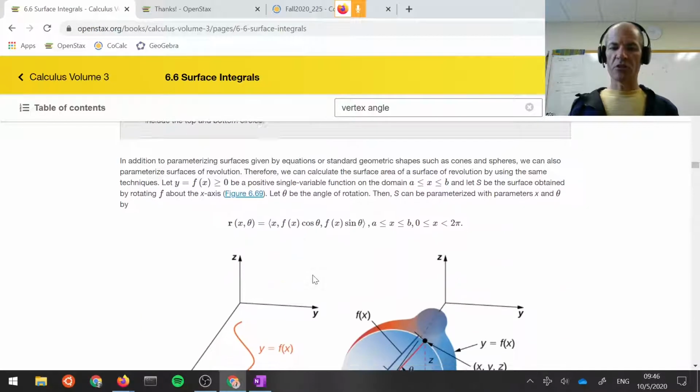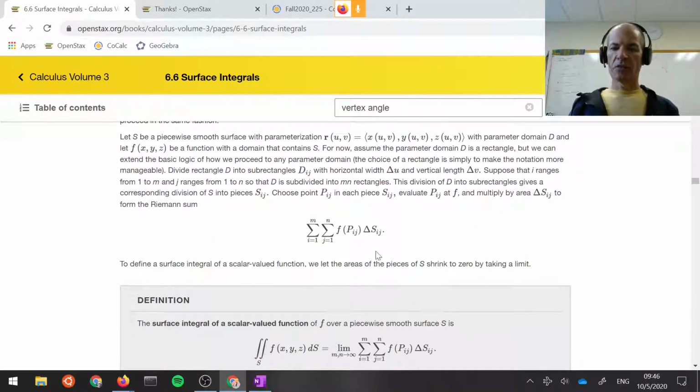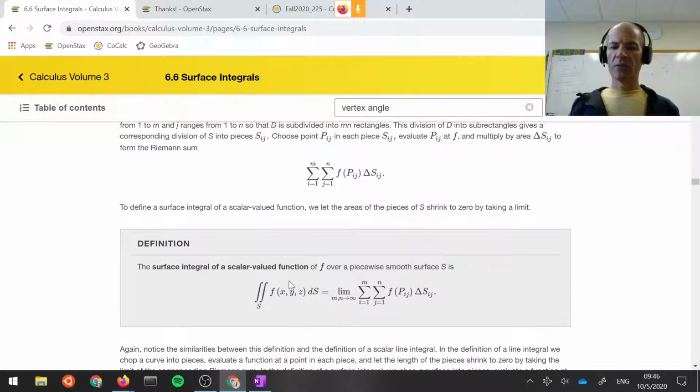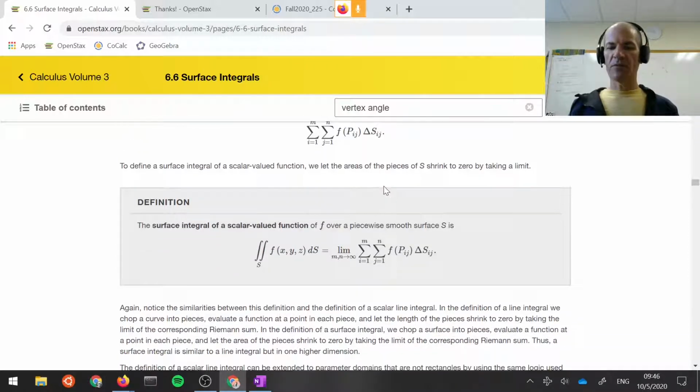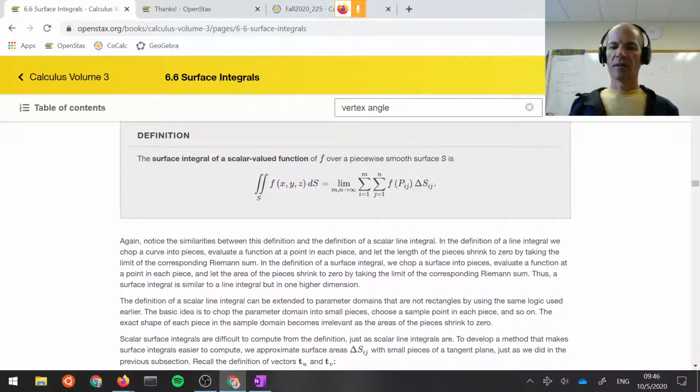This leads us to a definition of the surface integral. We start with a function of 3 variables. This is the scalar surface integral. We can build a double Riemann sum, where delta S_ij is the area of a little patch of surface, times the function evaluated at a point on that little patch of surface. We sum up all of those little products. We let the number of patches go to infinity, and we end up with the scalar surface integral.